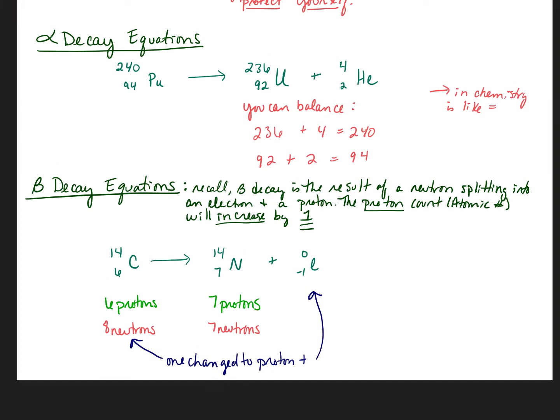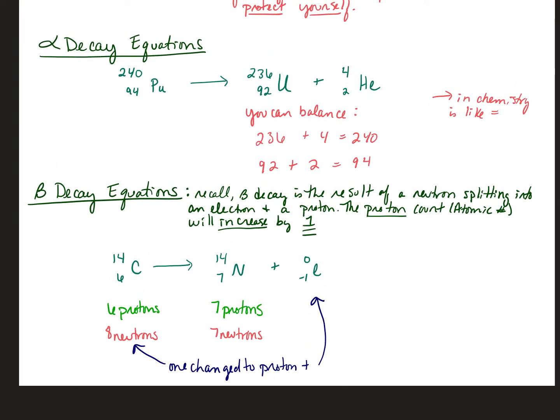So next we need to talk about the different types of equations that can be used. These are all examples of different types of decay. By decay we mean that one thing is splitting into two other things. So you're decaying because you're losing something from the original atom. So here we have plutonium-240, with atomic number 94.